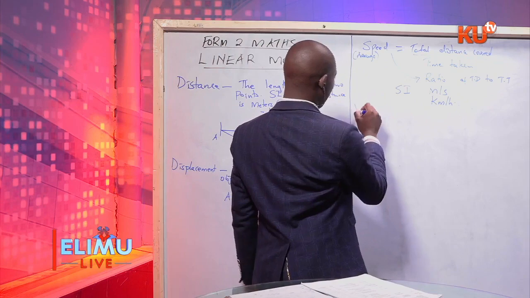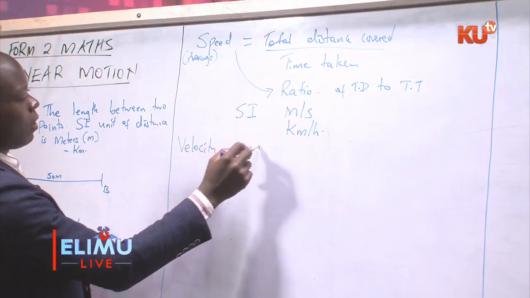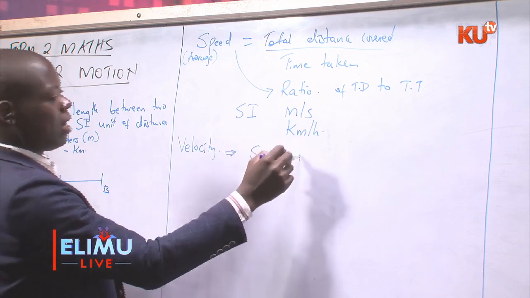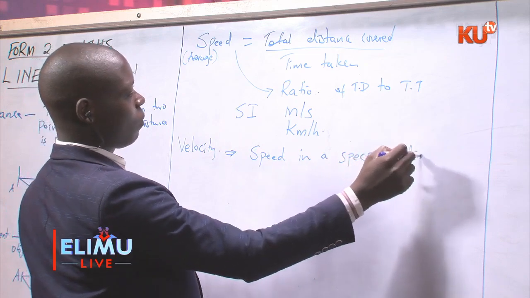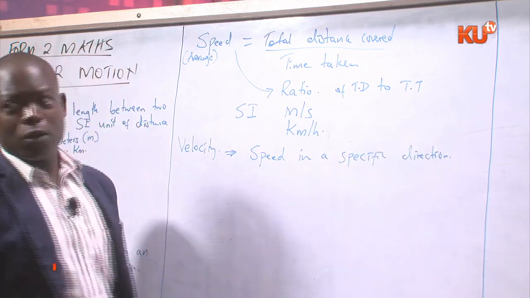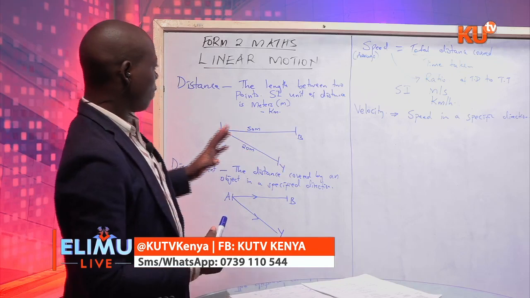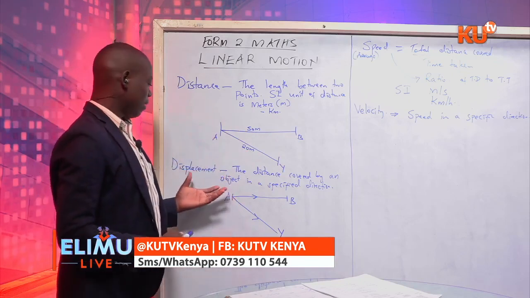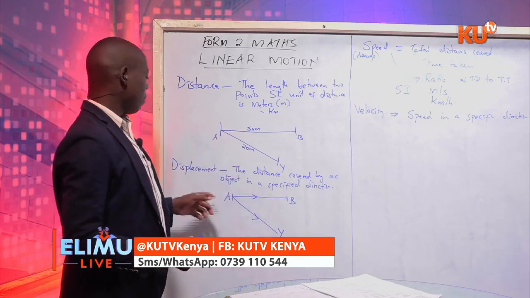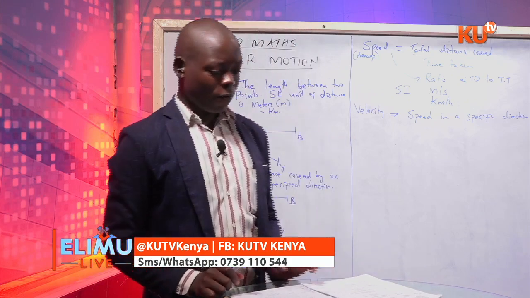Close to speed, we need to understand there is also what we call velocity. And velocity is simply the speed in a specific direction. So when you are having speed in a specific direction, that is now what we call velocity. But when you have distance in a specific direction, we call it displacement. And therefore, the concept for velocity comes from the displacement, and the concept for speed comes from distance.